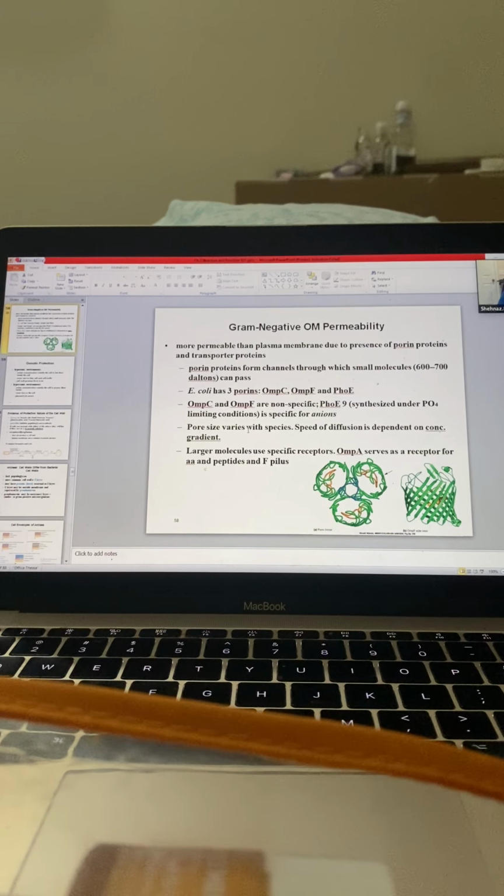Of course, this pore size varies with species, so the outer membrane proteins do not all have the same size pores. And of course, the speed of diffusion, as to how fast the material comes in, is dependent on the concentration gradient. So the concentration gradient will again be the limiting factor in terms of speed of diffusion.